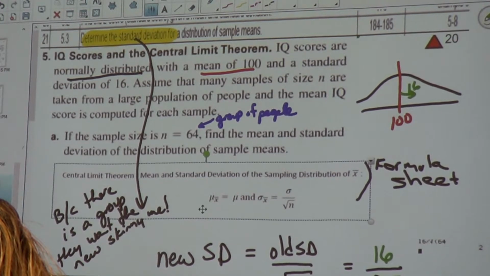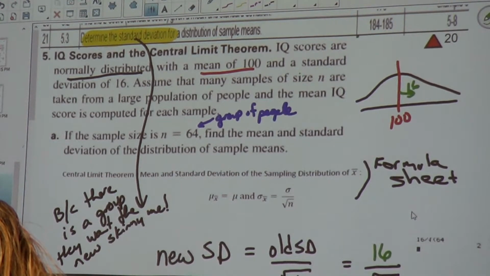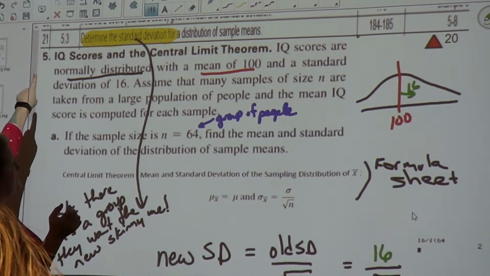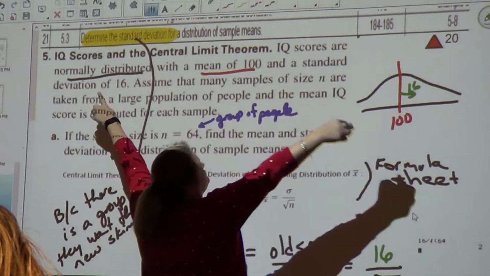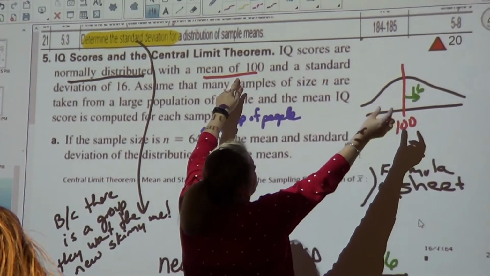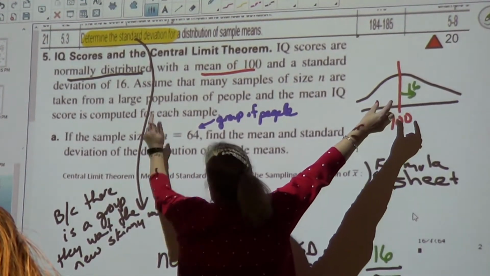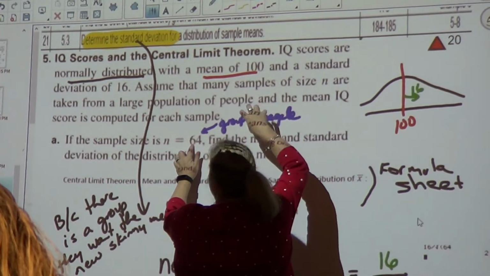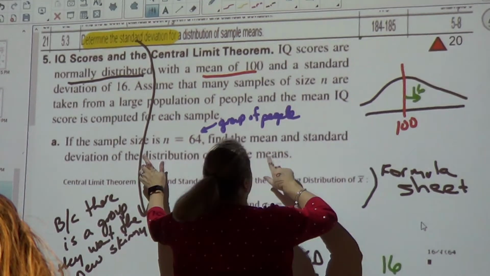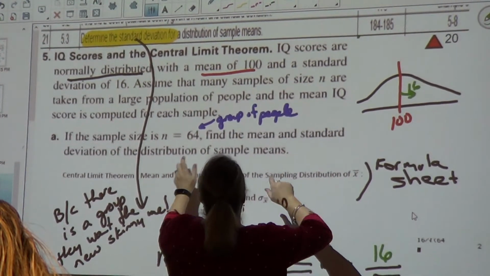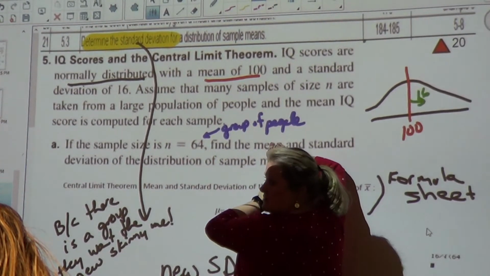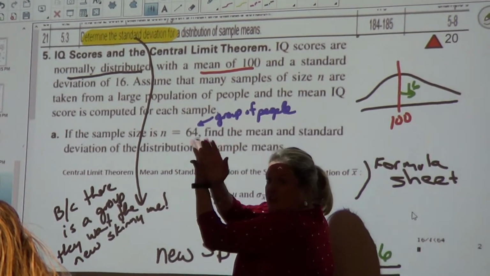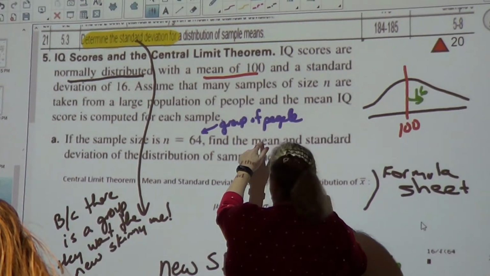All right. This one is what we just did in the past week or so. This is still chapter 5. You have a normal distribution with a mean of 100 and a standard deviation of 16. You have 64 in a group, so this is group data. Tell me, what is the mean? 100. So if it's individual or in a group, do you agree the mean does not change? So my mean is still 100.